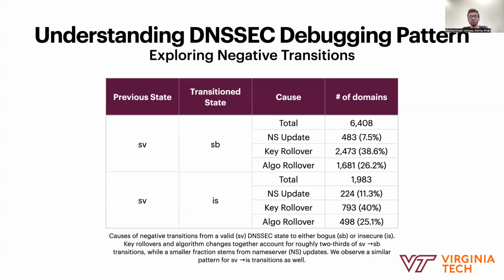To find out the cause, we looked into the 2 consecutive snapshots that had this transition from SV to SB. We found that there are 3 potential trigger points. One is NS update, where the name server got updated and that might have triggered the transition. We also see the DNS key got updated. Then you also see the key algorithm got updated in 26.2% of the cases. This explains the negative transitions, and we also observe the same scenario for SB to IS, so the valid, signed-invalid to insecure transition as well, which caused these issues.